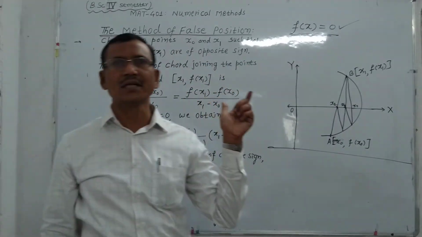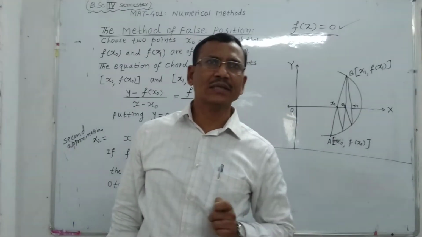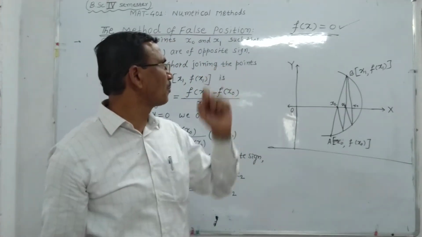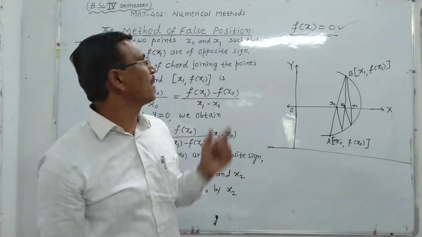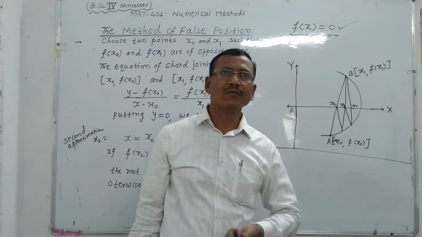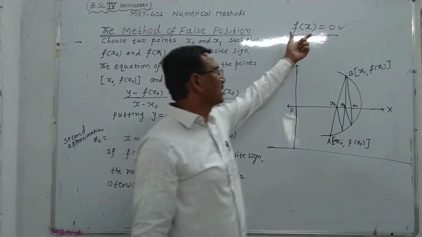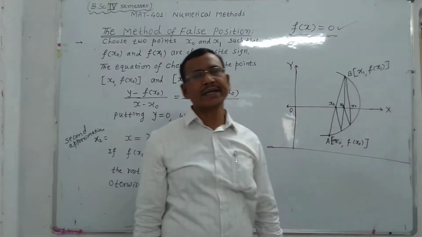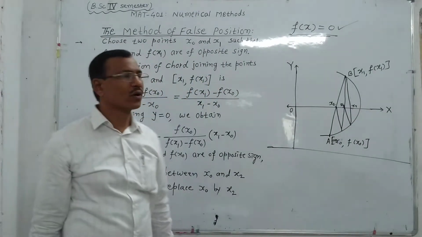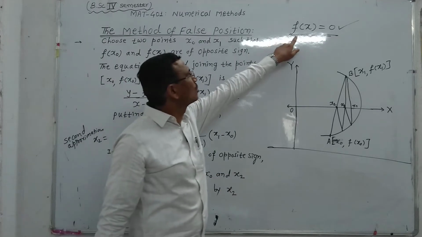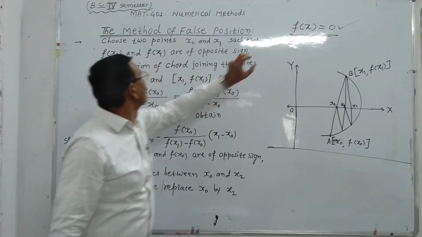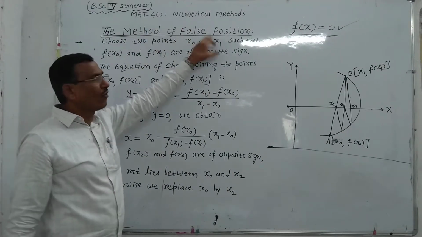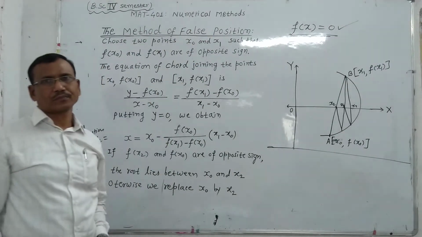If f of x is a polynomial, it will become an algebraic equation. And if f of x has some other functions, then f of x equals 0 is a transcendental equation. Now we have to find the roots of the equation f of x equals 0 by the method of false position.